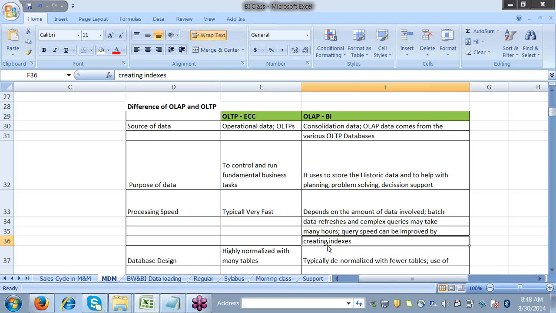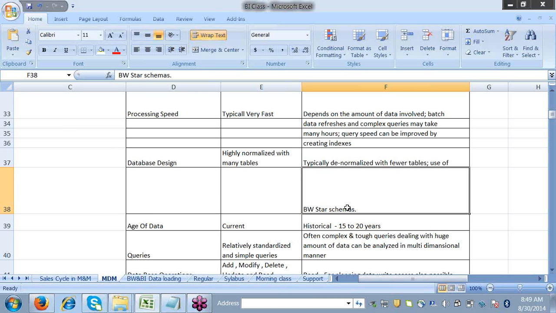Okay. So the database design in OLTP is highly normalized, with many tables available. Here we can manage the data with fewer tables, because it has the BW star schema. Based on that star schema, we can store the data in very few tables and access the data in a much faster manner. The age of data in the OLTP system is current data, but in the BA system we'll have historical data, at least 15 to 20 years, so we can handle it in the BA system in a very lucid manner.